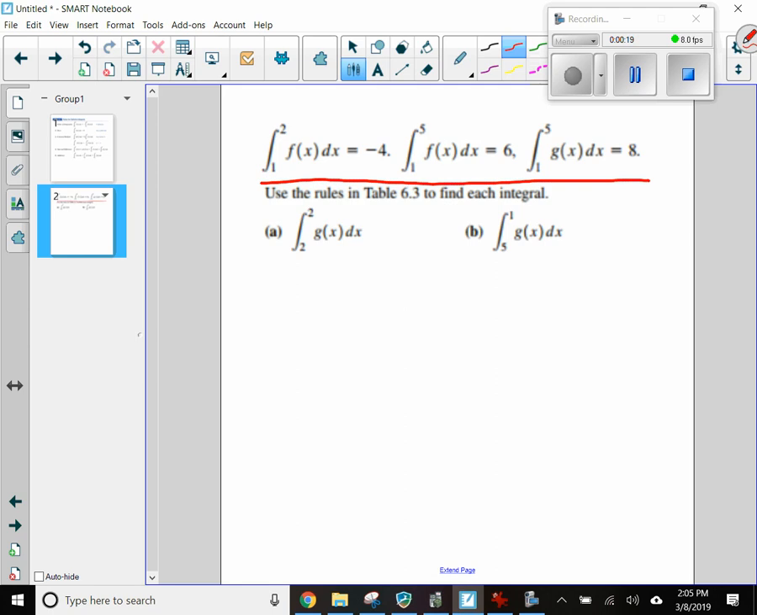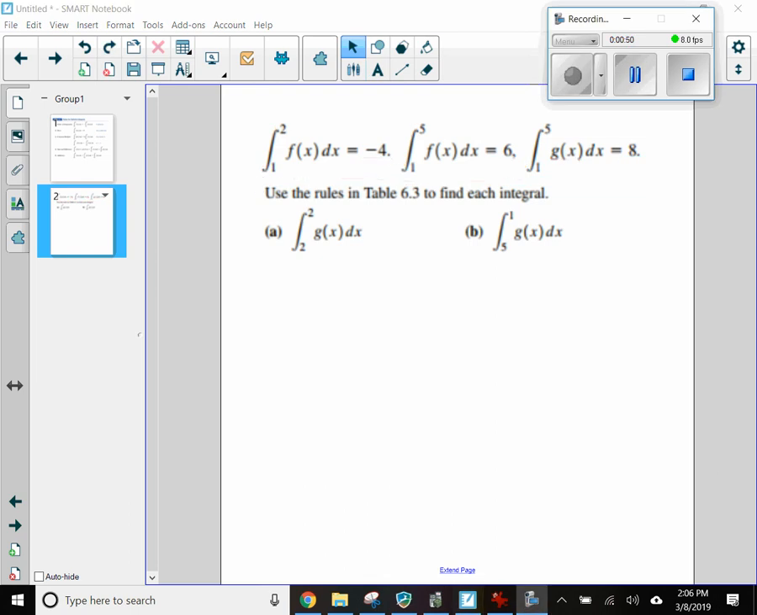I am given that the definite integral from 1 to 2 of f of x dx is equal to negative 4. I am given that the definite integral from 1 to 5 of f of x dx is equal to 6. And I'm given that the definite integral from 1 to 5 of a different function, g of x, is equal to 8. And using that information, I'm going to try and solve a series of problems.